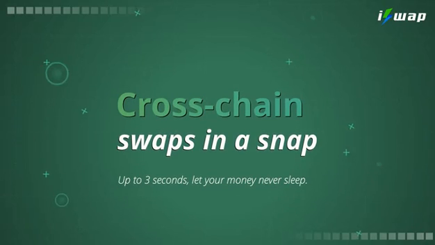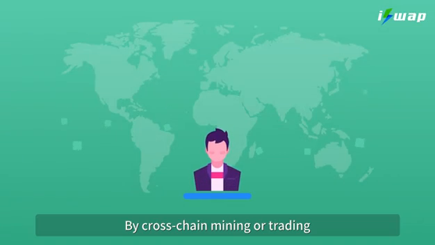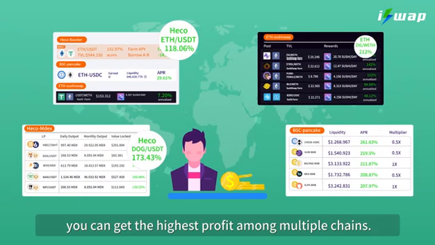Cross-chain swaps in a snap. By cross-chain mining or trading, you can get the highest profit among multiple chains.